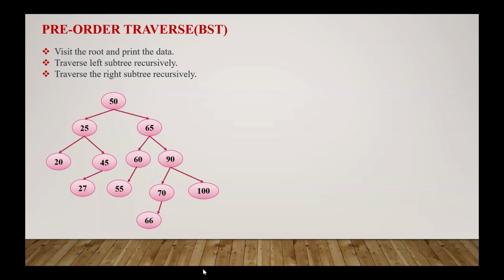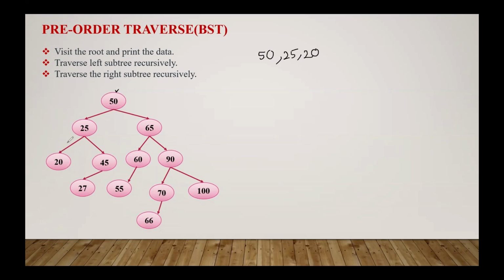We have to go for pre-order. Pre-order means first what is the root value. So we print the value 50. Then traverse the left subtree. For this subtree, what is the root value? 25. So first we have to visit the root. Then after that we have to visit the left subtree. Left subtree is which one? 20. Anyhow, we have to print the root first, then 20.